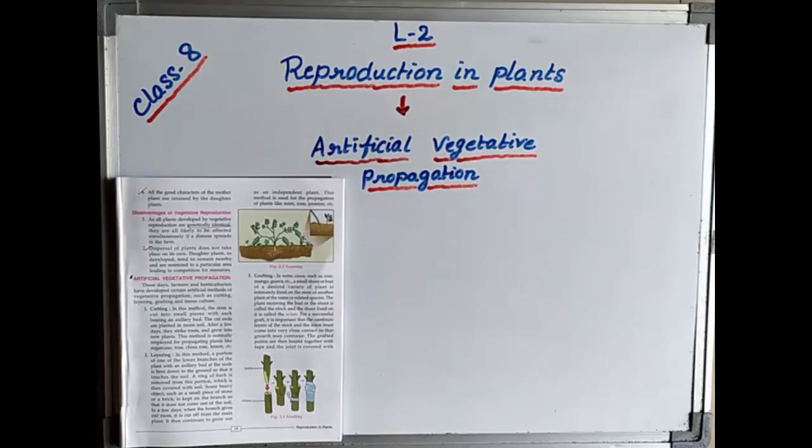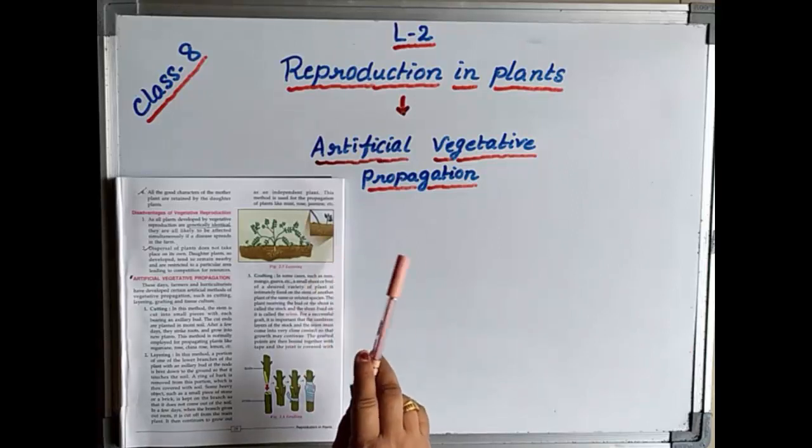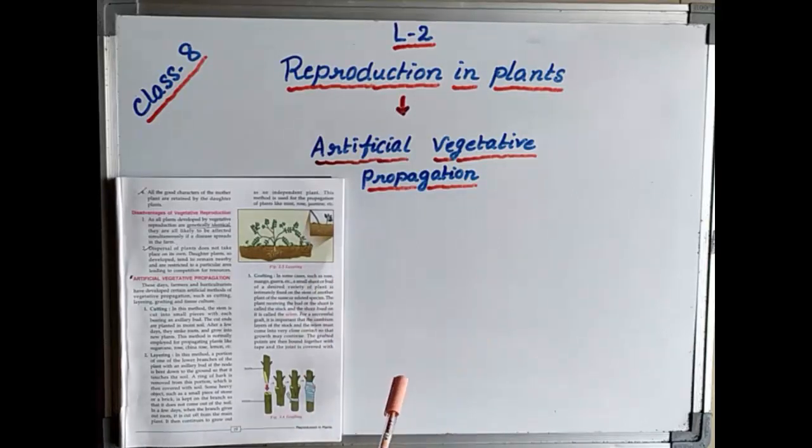Hello students. I hope everyone is doing well. Today I am going to continue the same chapter, reproduction in plants. Today's topic I will discuss artificial vegetative propagation. So let us start. Artificial vegetative propagation.